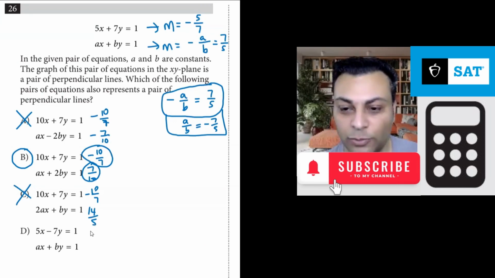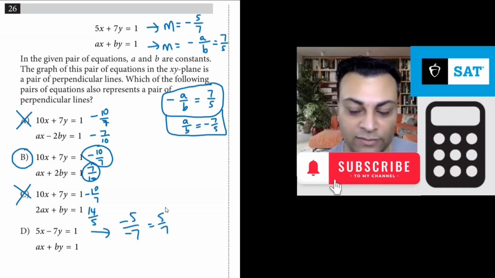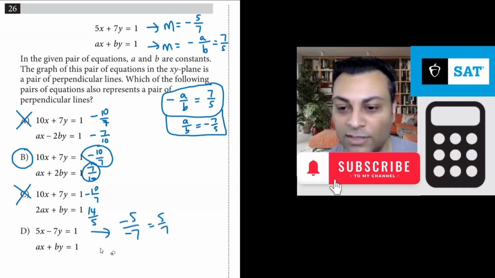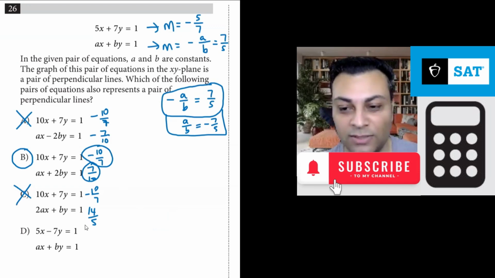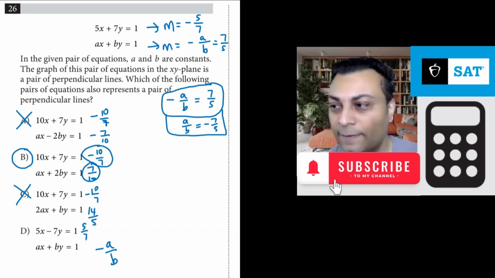This one, the slope would be -5 over -7, which is 5/7. You can do it the long way and you'll get the same result, 5/7 for the slope of this one. It's good to do all four just in case B was not the answer and you had to keep going. So it's good to know the steps. This is 5/7 slope. This one would be subtract, so you get -a over b, which is 7/5. Negative over b, you can just see it right there.